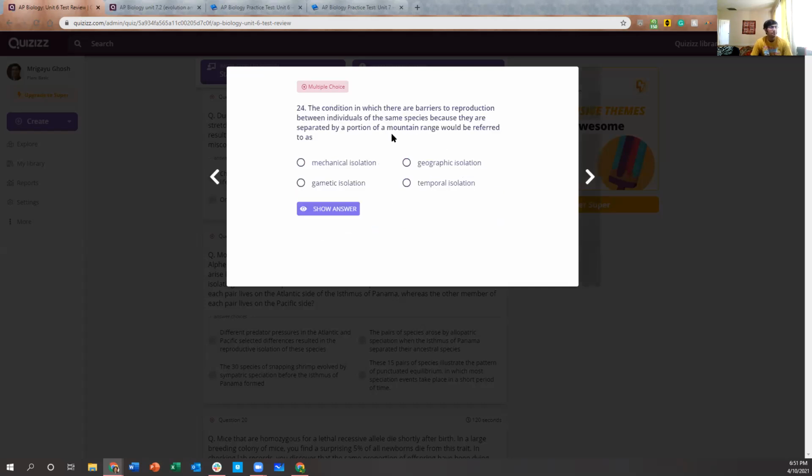Yep. Okay. The condition in which there are barriers to reproduction between individuals of the same species because they're separated by a portion of a mountain. As soon as we see mountains or rivers, generally that's geographic isolation, because there's a geographic barrier. So the answer is geographic.